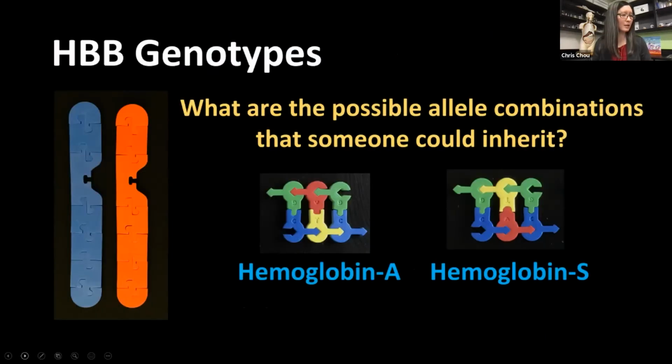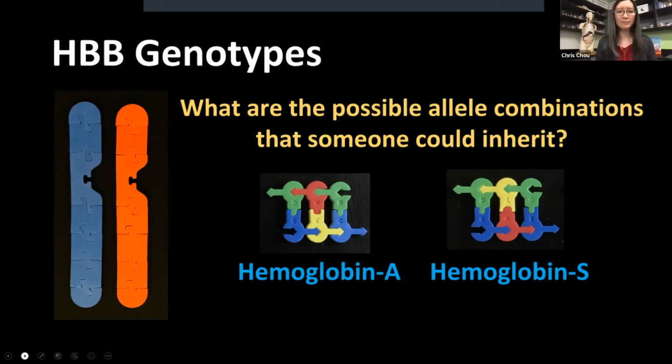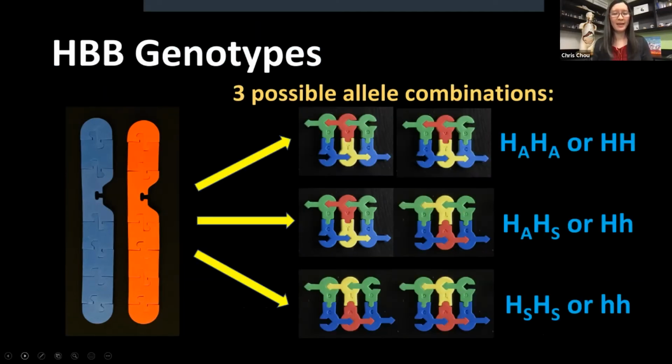All right, and then connecting that with chromosomes, you can think about if a person inherits 2 copies of that HBB gene, what possible combinations could they inherit if your 2 options are hemoglobin A or hemoglobin S at that particular locus? And you can see that you could be homozygous for hemoglobin A, or heterozygous, or homozygous for hemoglobin S.